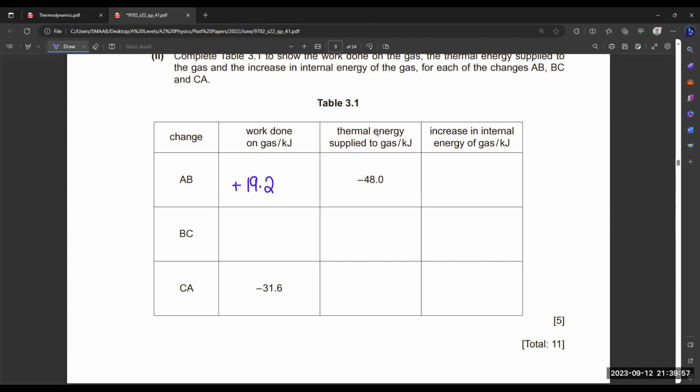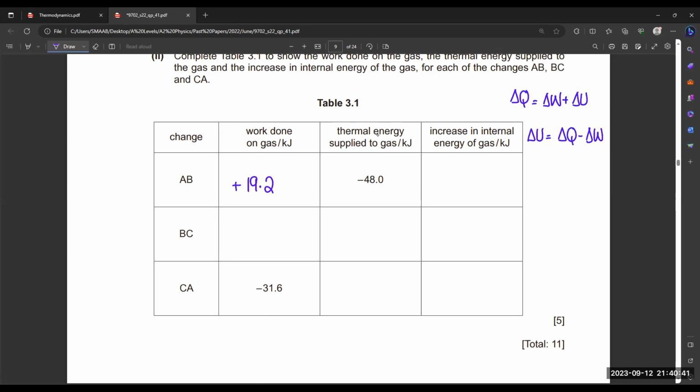Okay. And in the third box of AB, we have to write the internal energy. We know the first law of thermodynamics. So we have to write the final answer for delta U. We can easily find it from the equation with the help of the values given in the table. So if you calculate the value, what will be your final answer?